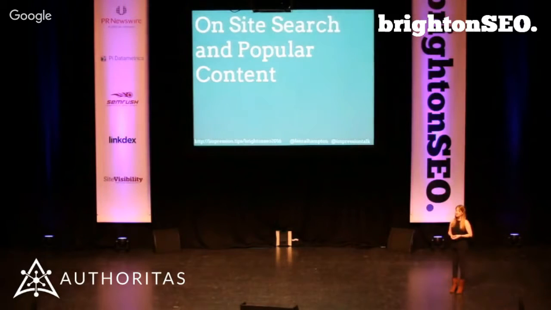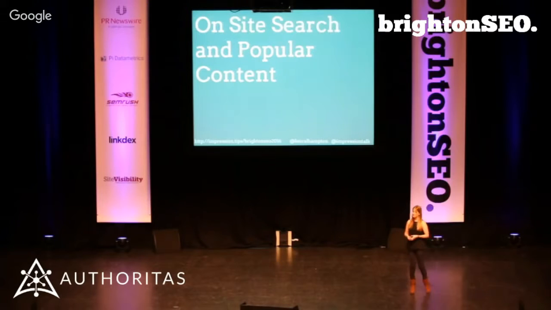We can also use on-site search and popular content to understand what motivates our audience. If anyone's using a website that has an on-site search bar, you'll know that within Google Analytics or whatever platform you're using, you'll be able to see what people have been searching for and how frequently those terms come up. That gives you an indication, again, of what topics are of interest to this audience, what questions they're asking, and therefore what motivates them.